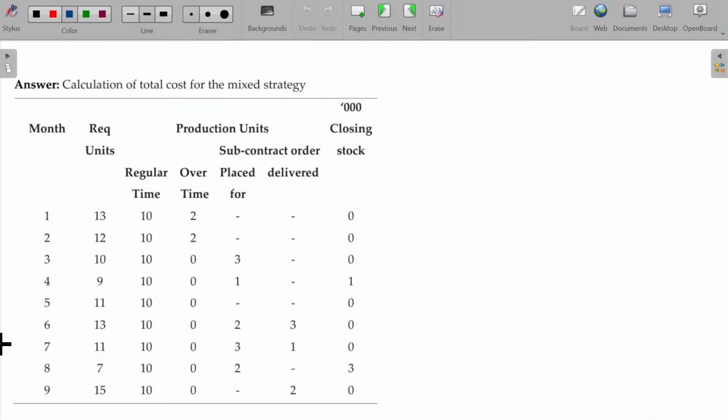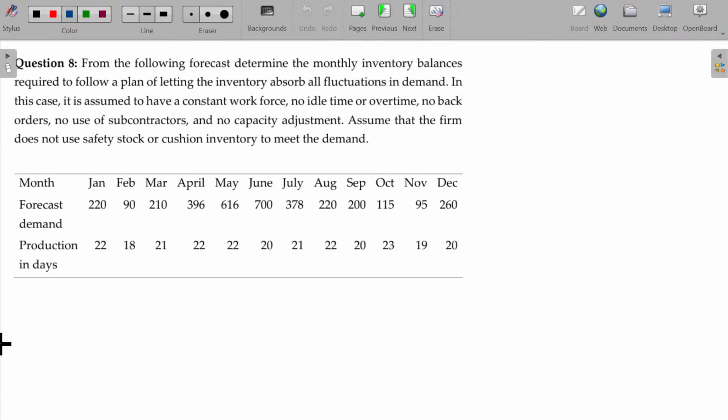Now we'll move on to the last illustration, question number 8 here. From the following forecast, determine the monthly inventory balance required to follow a plan of letting the inventory absorb all fluctuation in demand. So you have to maintain inventory sufficient enough to absorb all the demand in the future.